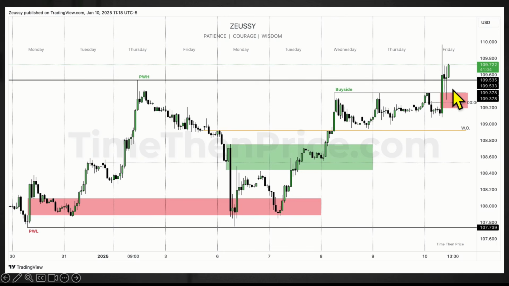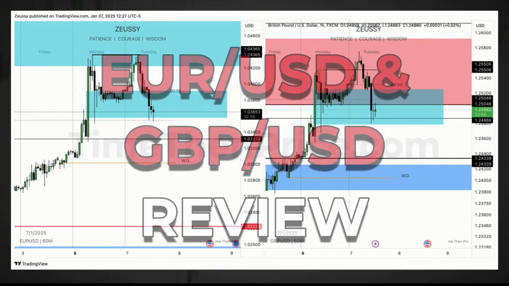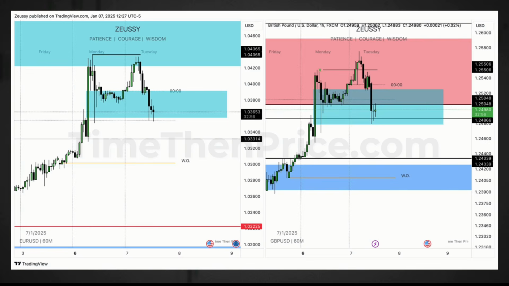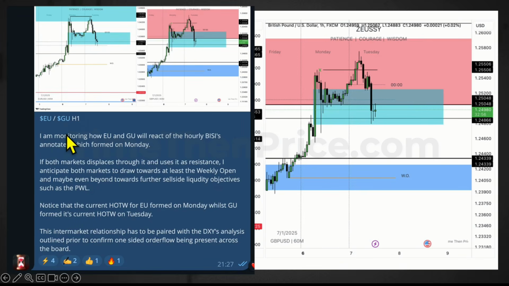Now, moving forward on the dollar, I will be paying attention to this BC's range right here. When we look at my analysis on both Euro and GU, you can see that on the left I have Euro shown and on the right I have GU shown. Again, this screenshot was shared on Tuesday within the mentorship forum. What I mentioned was that I am monitoring how Euro and GU react off the early BC annotated, which formed on Monday. If both markets displace through it and use it as resistance, I anticipate that both markets are likely going to draw at least towards the weekly open and maybe even beyond towards further sell-side liquidity objectives such as the previous week's low.